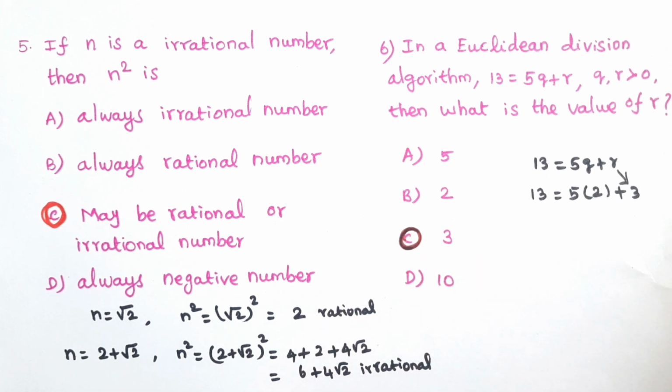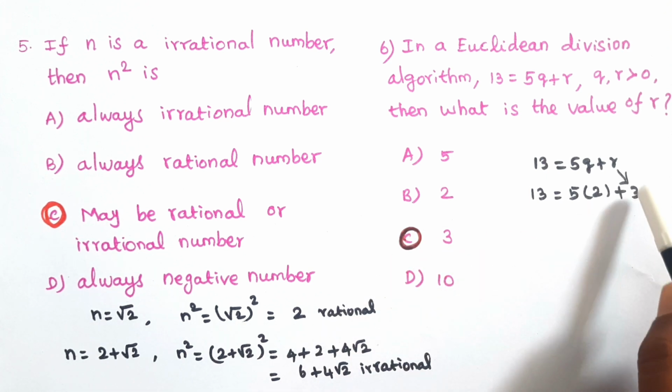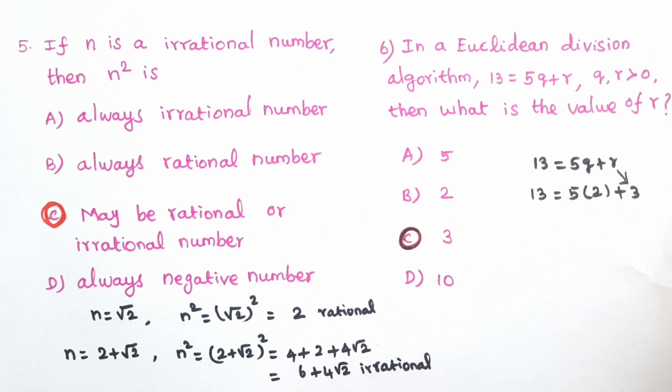Here the remainder is 3 and the quotient is 2.